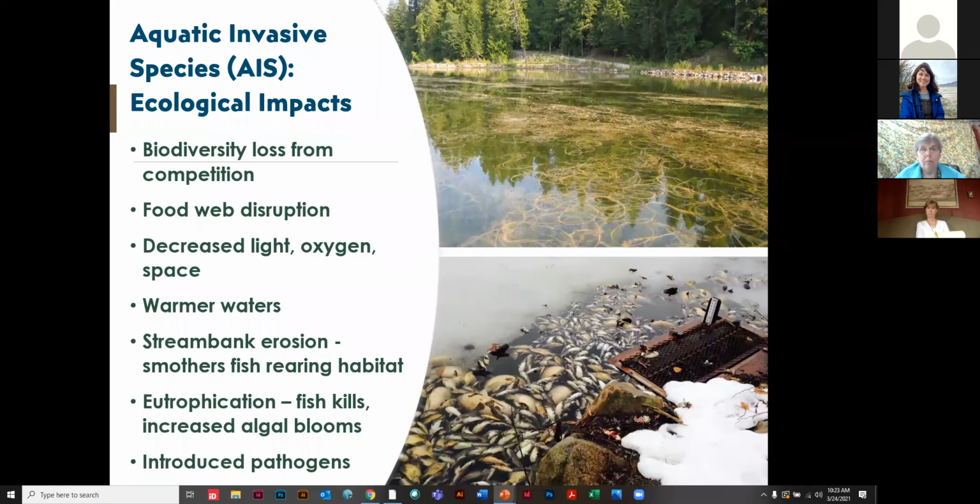Stream bank erosion can also lead to eutrophication, which is going to cause fish kills or increased algal blooms. And then you can also introduce pathogens with aquatic invasive species. We'll get into that a little bit, probably more in the Q&A, about fish diseases. And we'll talk about it with bait as well. So we don't want to introduce pathogens. This is the year of pathogens, and I don't want any more.